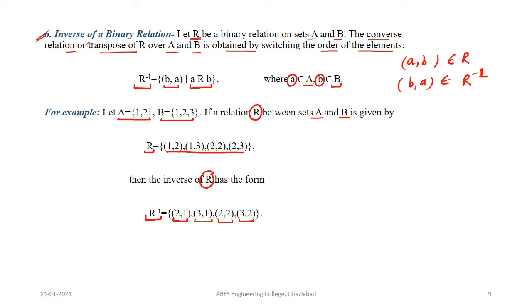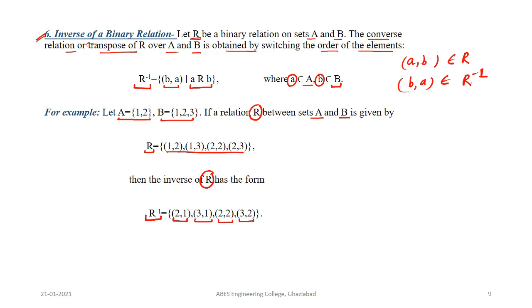Now the last operation that we have to perform over the relation is the inverse relation. Let R be the relation which is defined on the sets A and B. The converse relation or the transpose of R over A and B is obtained by switching the order of the elements. Now what we have to do is just switch the order of the elements. If the ordered pair (a, b) is in the relation R, then the ordered pair (b, a) will belong to its inverse relation.